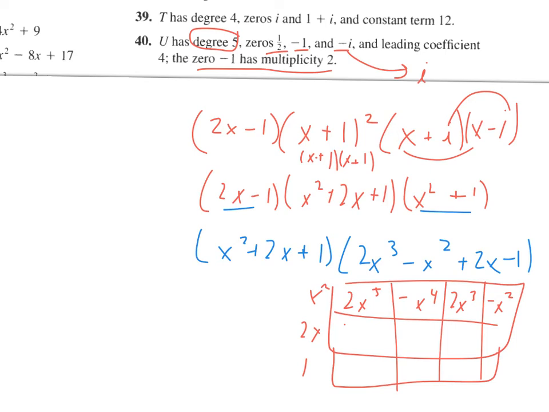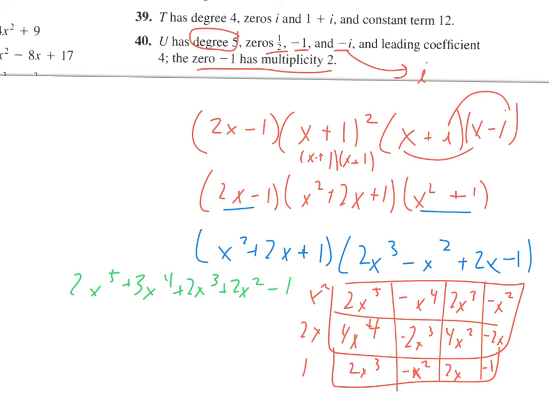3rd, negative x squared, 4x to the 4th, negative 2x to the 3rd, 4x squared, negative 2x, 2x to the 3rd, negative x squared, 2x, and negative 1. We'll combine all of our like terms here, so that'll give me 2x to the 5th, plus 3x to the 4th, let's see, we're going to have 2x to the third, and then we have 2x squared, and we have minus 1. Okay, so then lastly we need the leading coefficient of 4.